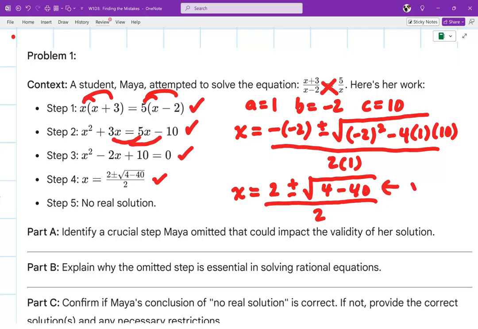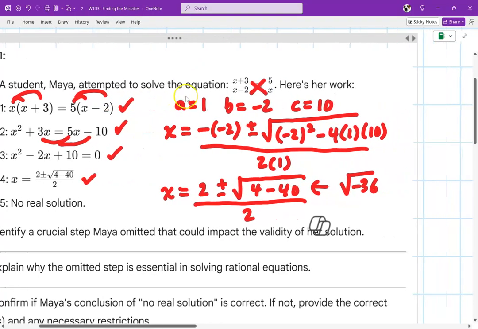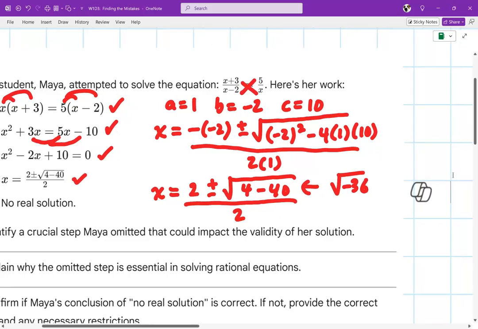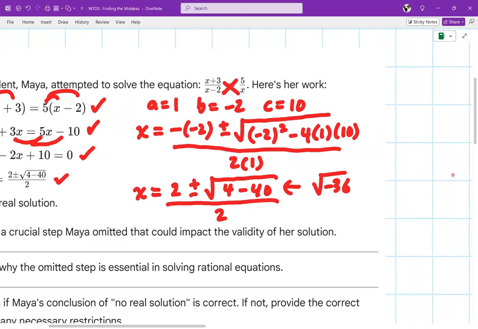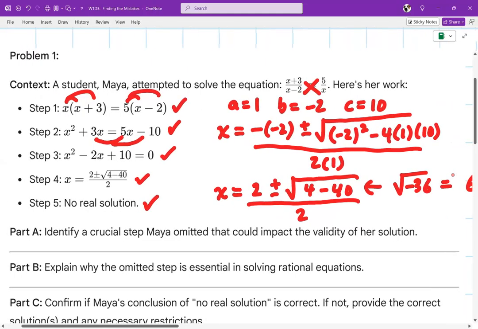This becomes the square root of negative 36. What happens when there's a negative inside of a square root? What letter is supposed to pop up? Say again? An i. And what's the square root of 36? So this is 6i. It's imaginary, right? Not a real solution. This is a complex solution, an imaginary solution. So her step 5 is correct.